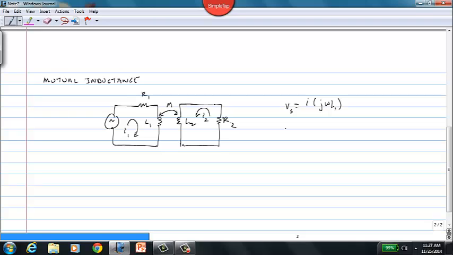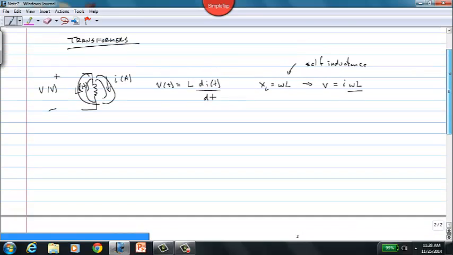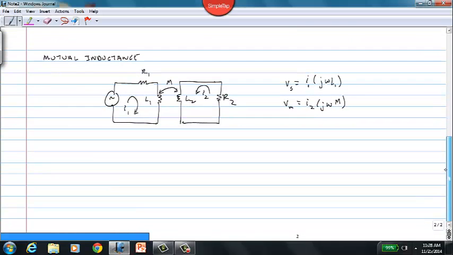The mutually induced voltage, V mutual, across this coil is going to be I2 times j omega M. So there are two voltages across this coil right here. The self-induced voltage, I1 j omega L1, is the same as we saw for the normal case of the inductor. And then there's a second voltage due to the magnetic coupling with L2. That voltage is I2 times j omega M, where I2 is the current flowing through L2 here.